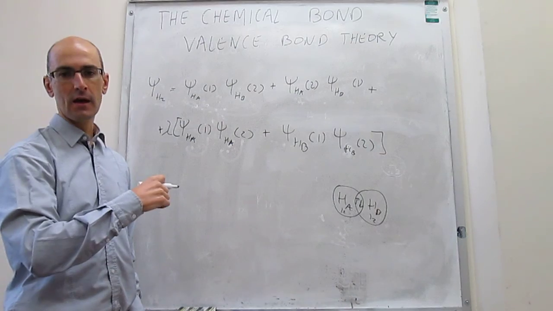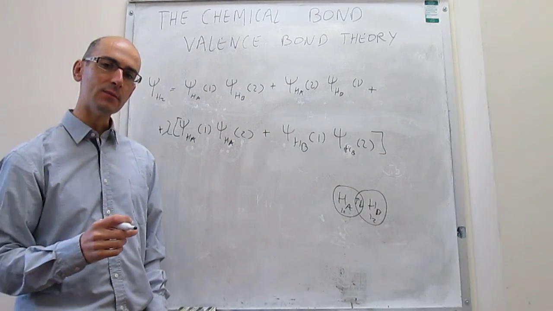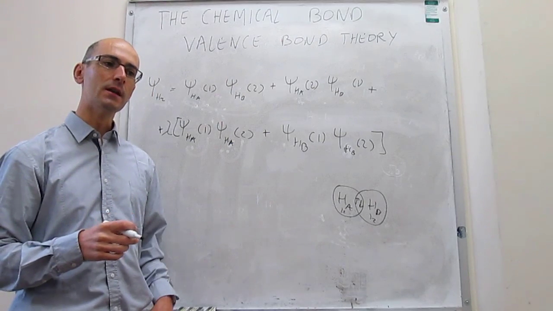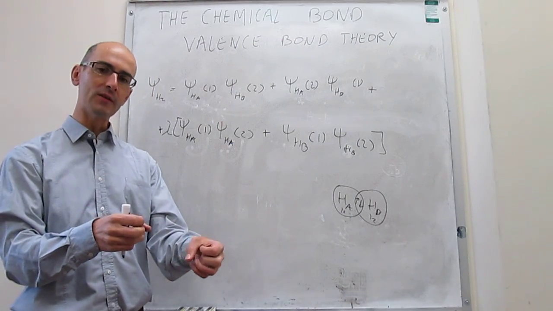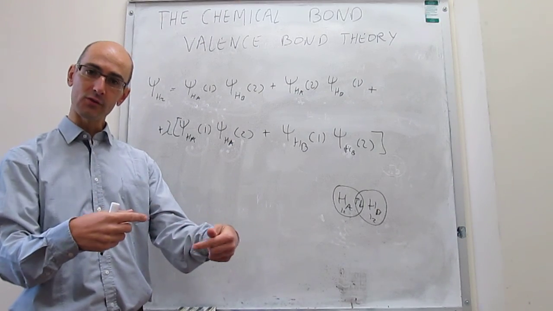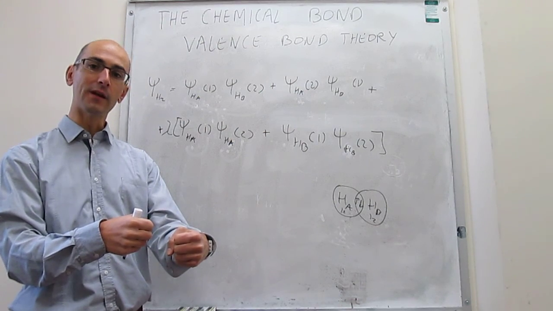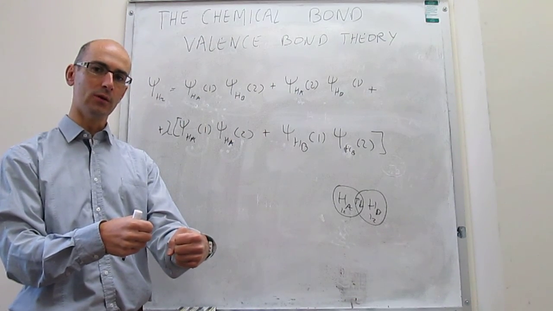To recap what we have seen in this video, the main concept of valence bond theory is that bonds are formed by the sharing of electrons, and that sharing takes place when atomic functions, those 1s orbitals, overlap, so that the electrons can be shared by the two atoms.